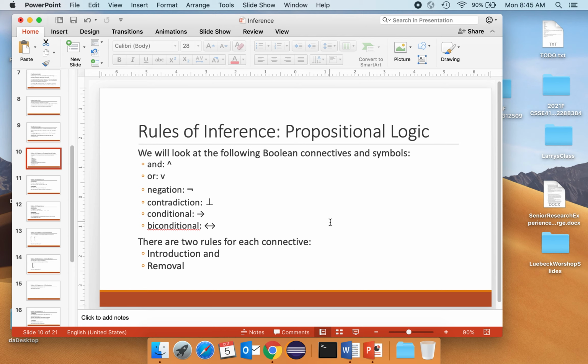So let's have a look at the rules of inference for propositional logic, and predicate logic we'll have a look at tomorrow. There are only 4 additional rules. What we're going to do is look at the following Boolean connectors: and, or, negation, conditional, biconditional, and then the contradiction symbol. That's not a Boolean connective, but it indicates that, oh no, all truth fell on its head.